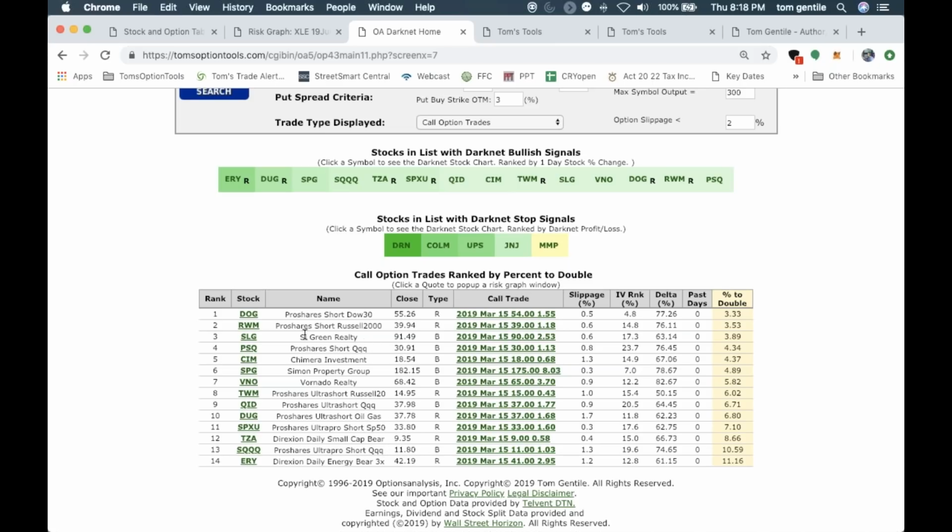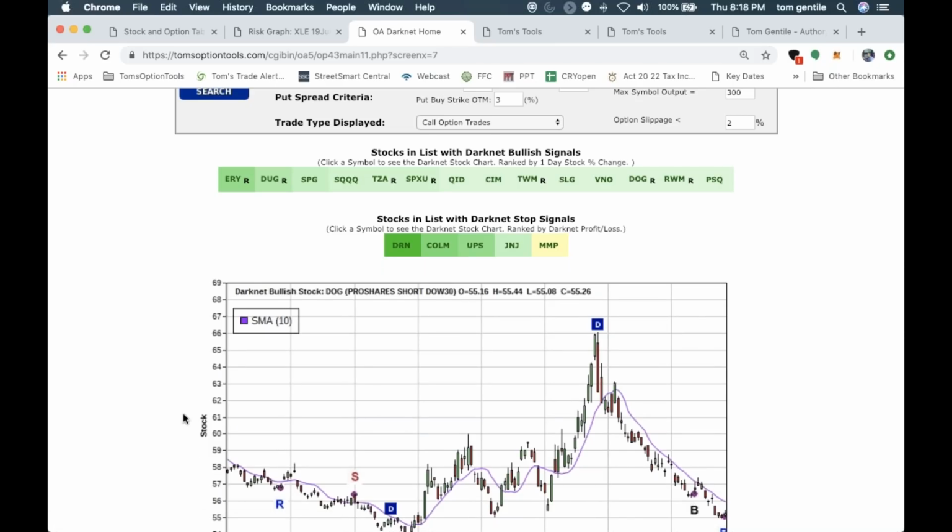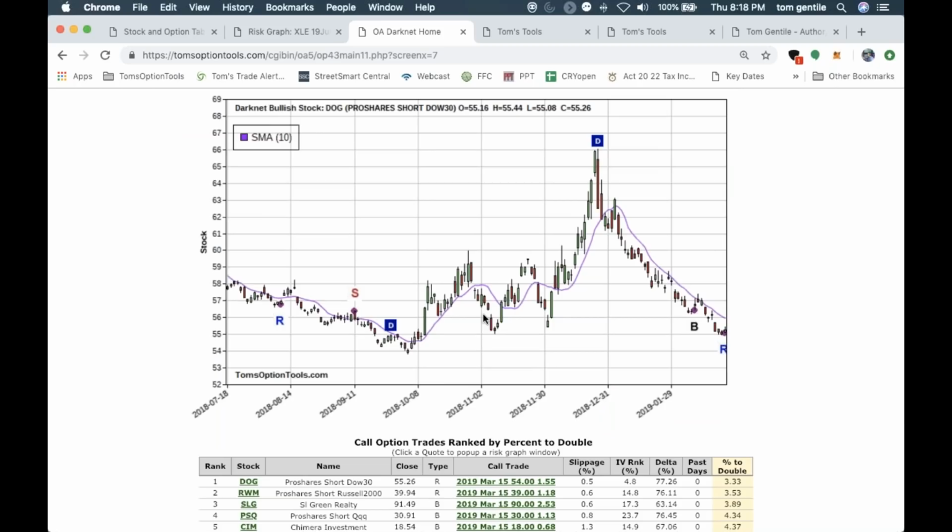So let's take a look at a few of these. Let's look at DOG first. Remember, this is an inverse chart to what's happening with the Dow Jones Industrial Average. The Dow really fell apart toward the end of the year. Well, this short went up. The Dow has been moving higher, and the short's been going lower. But now the short's saying potentially it's time for a buying opportunity, potentially looking at the markets to go lower.